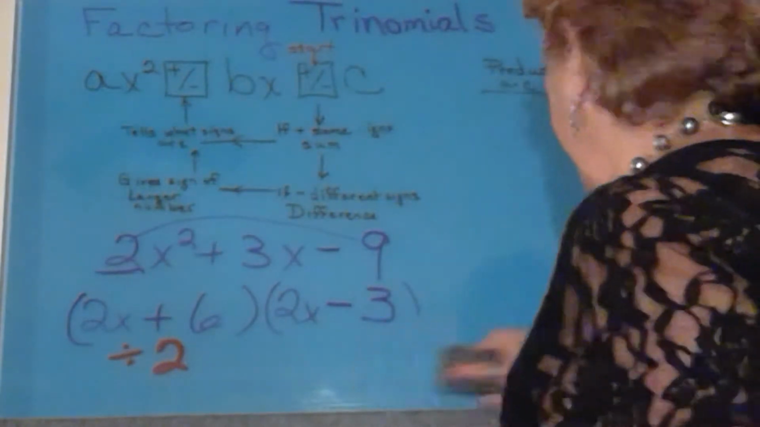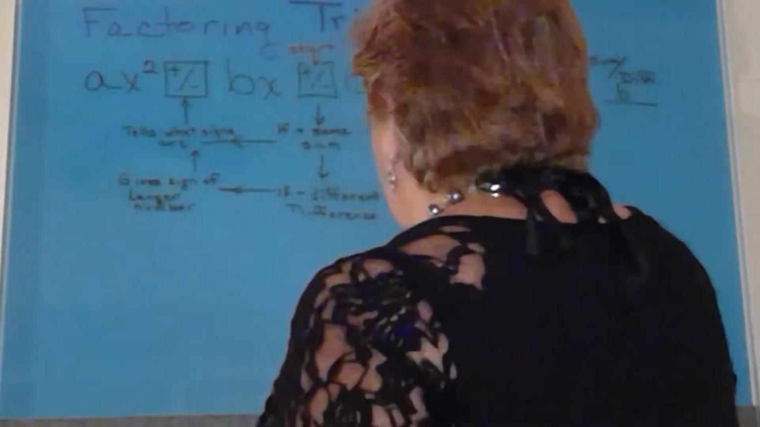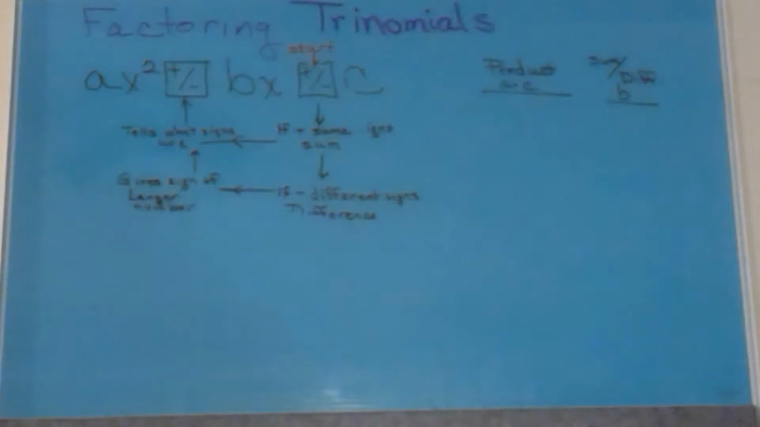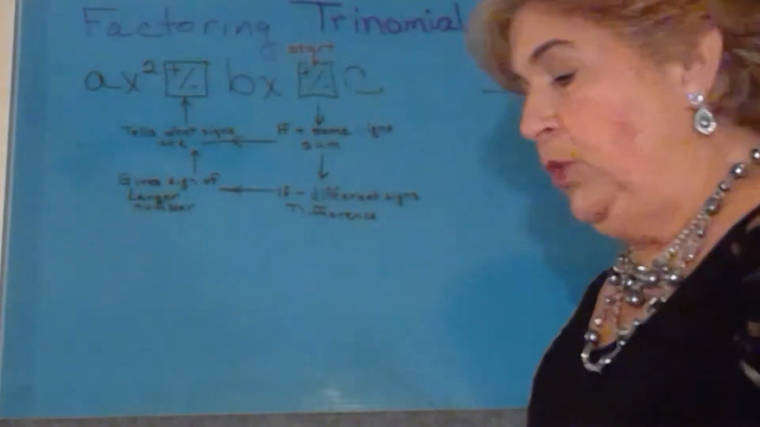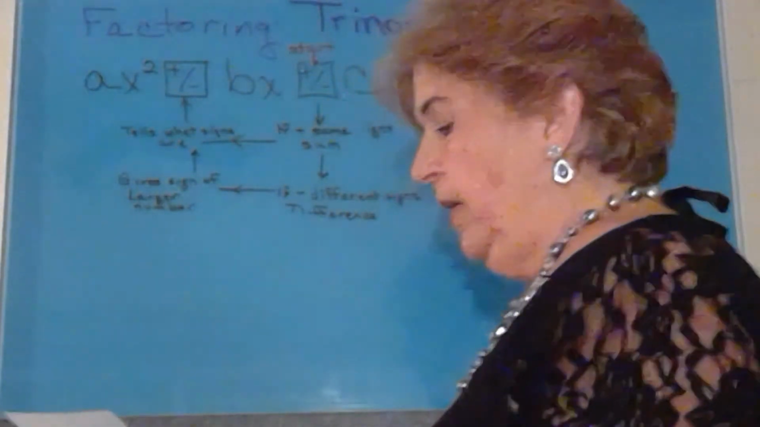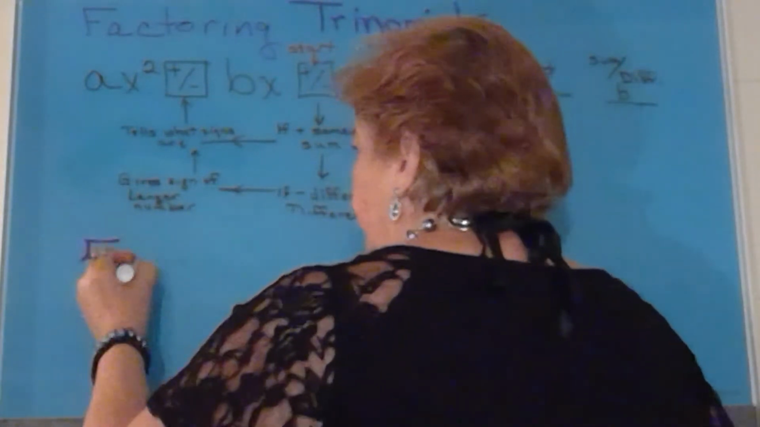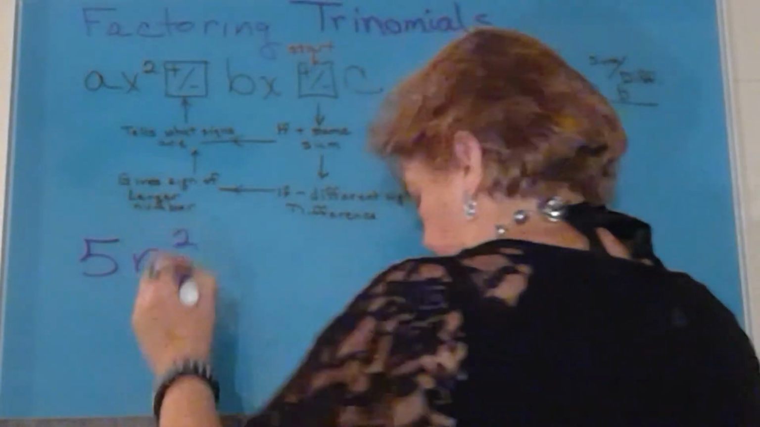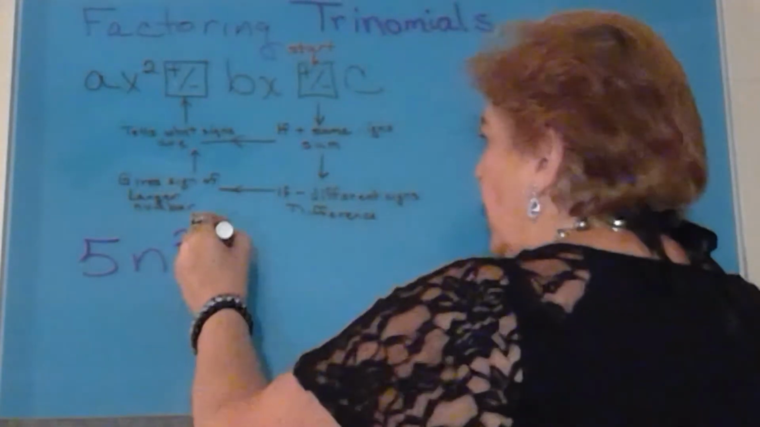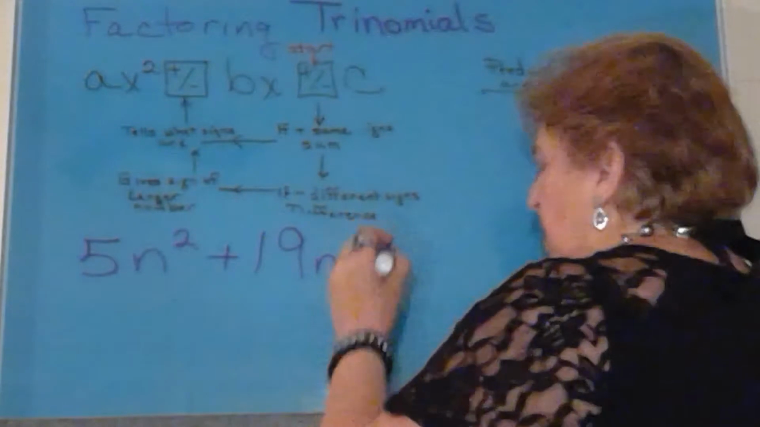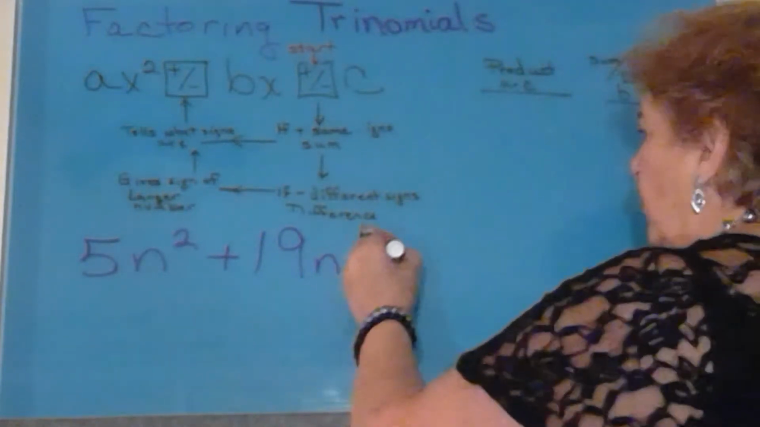Okay, you might be thinking, that looked good, but am I going to be able to do that? And am I going to be able to do that with every problem? Well, you should be able to. Let's look at the next problem. We have 5n squared plus 19n plus 12.